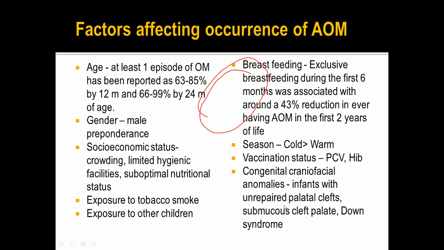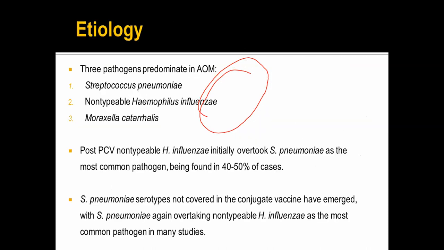So the etiologic agents that predominate in acute otitis media include Streptococcus pneumoniae, non-typeable H influenzae, and Moraxella catarrhalis. Post introduction of PCV vaccine, non-typeable H influenzae initially overtook Streptococcus pneumoniae as a common pathogen and was being found in 40-50% of cases. And then the Streptococcus pneumoniae serotypes not covered by the conjugates have started emerging, and now they are taking over from non-typeable H influenzae as the most common pathogens in studies.